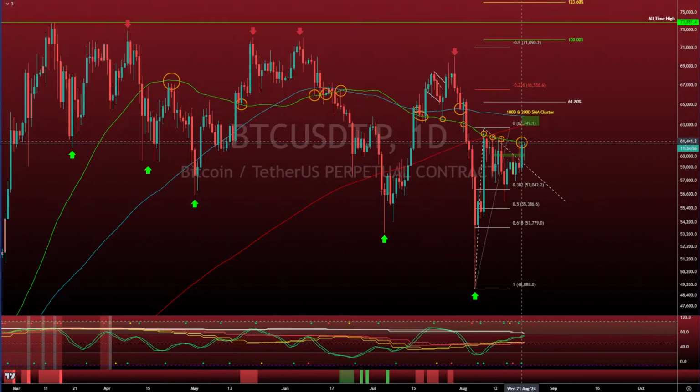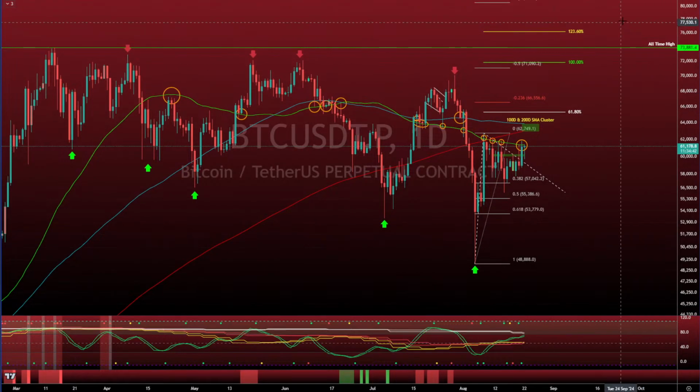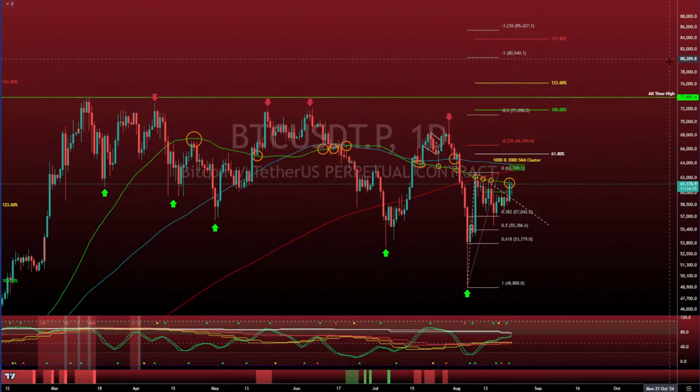So if we can get through all of this resistance and we can pass this level right here, then we can start to talk about a move back to all-time high. We can start to talk about a move even up to maybe $85,000, right? So we've got this 1.618 here at about 83,950. We've got this 1.236 here, which is at 85,427. So this is going to be the area that I'm going to be interested in to probably take a little bit of my spot Bitcoin off the table.